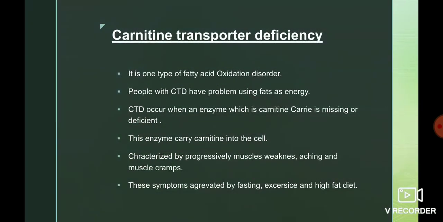So what if our body is deficient in the carnitine transporter? What will happen? Those people who have a carnitine transporter deficiency might not be able to use their fats for energy production. And what will be the symptoms? Muscle weakness, aching, and muscle cramps.